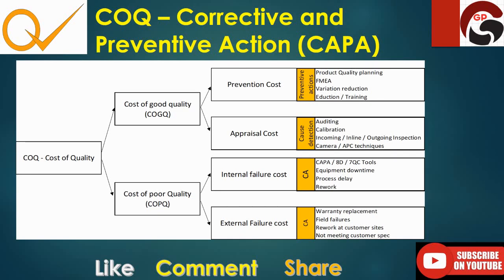For internal failure cost, it is a corrective action, with preventive action techniques like 8D and the 7 quality control tools, addressing equipment downtime, process delays, rework. For external failure cost, again it is a corrective action: warranty replacement, field failures, rework at customer site, not meeting customer specification.